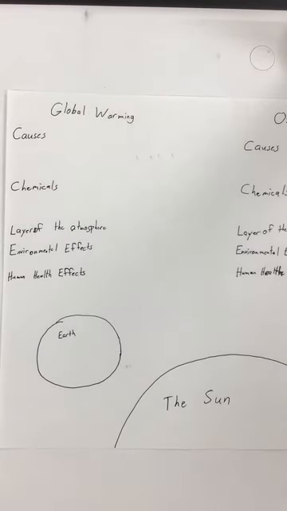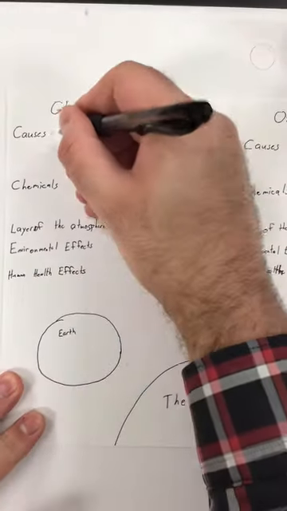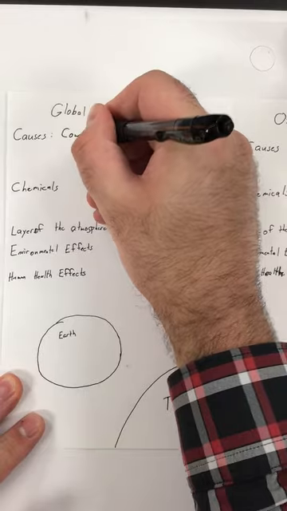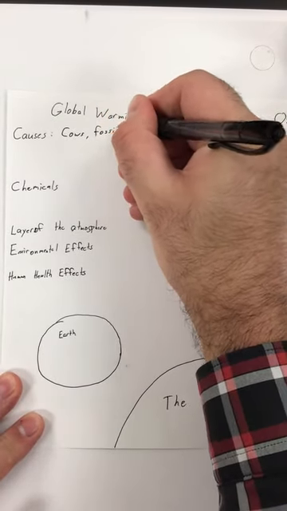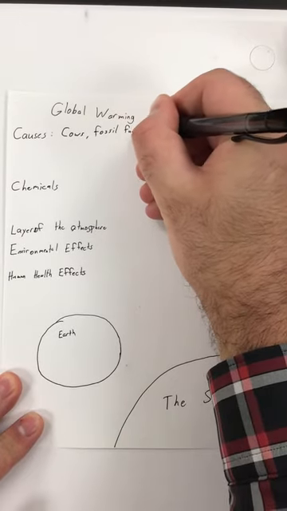Right, everything you need to know about the difference between global warming and ozone depletion. Starting off with global warming causes, we've got cows. That's a big one from all the methane that they produce. Consumption of fossil fuels, also a big one. Fossil fuels.